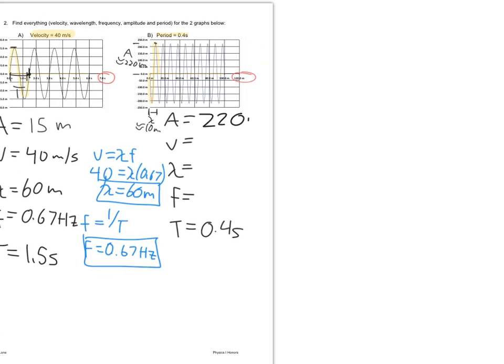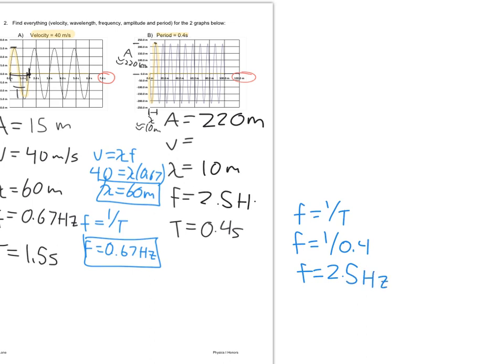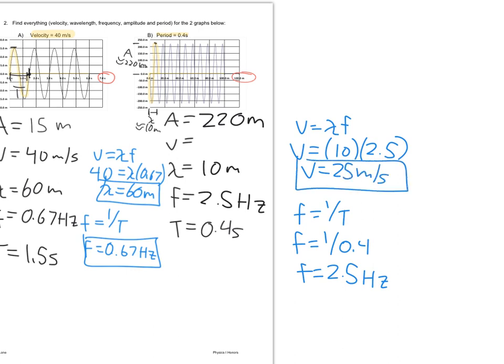So 220 meters for our amplitude, 10 meters for our wavelength, and we once again can do a little bit of math. We can say our frequency is 1 over our period. So in this case, 1 divided by 0.4, and we get a frequency here of 2.5 hertz. And then we can go ahead and solve for our velocity by doing velocity is wavelength times frequency. Our wavelength is 10, our frequency is 2.5. So we end up getting that the velocity here is going to be 25 meters per second.